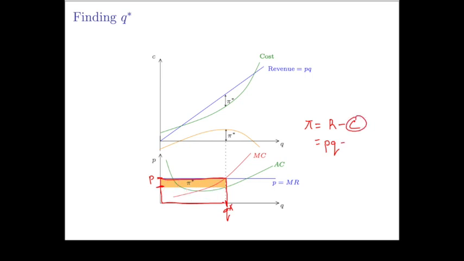Our total cost is C, which I can multiply and divide by Q. But this thing is average cost. So that's PQ minus Q times the average cost. And now the average cost at Q star is here, this point right here. So our total cost is this area. It's average cost times quantity. So if we subtract from the big rectangle the smaller rectangle for cost, we're left with this as our profit. So graphically, that's what your profit is.